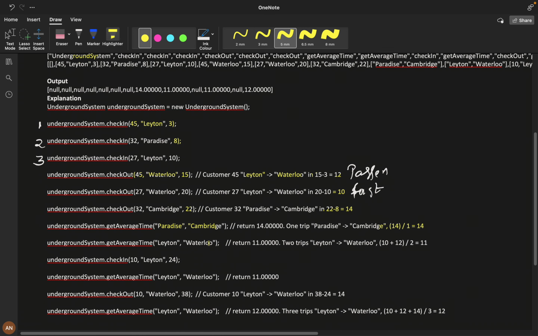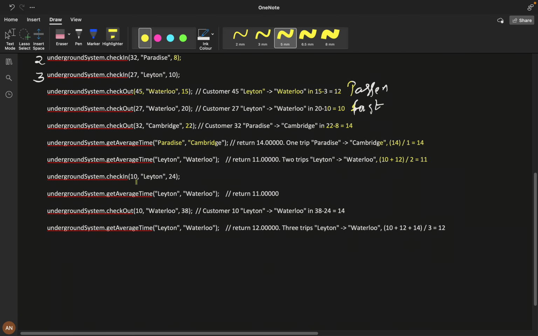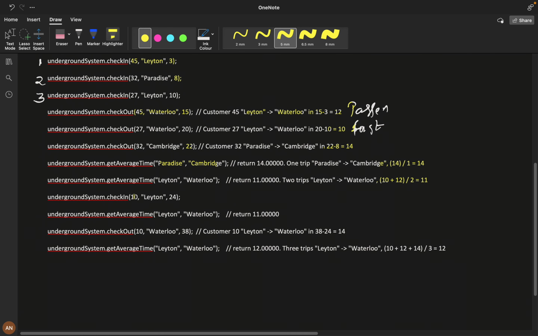Now Leyton to Waterloo, they have this 12 and this 10. There are two trips, so 10 plus 12 divided by 2, it's 11. Leyton to Waterloo is 11. Then what he is saying is a check-in with a new ID, which is 10. He is starting at Leyton, and the check-in time is 24.